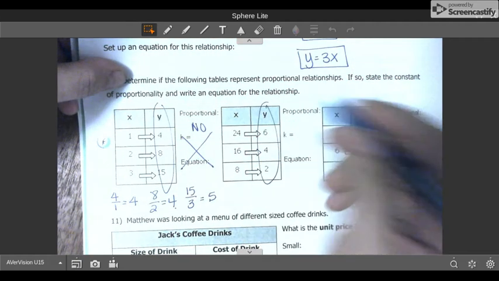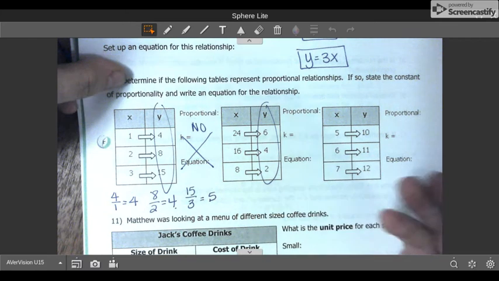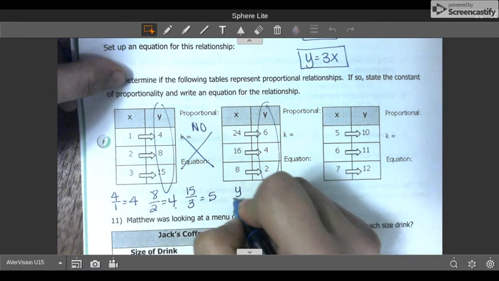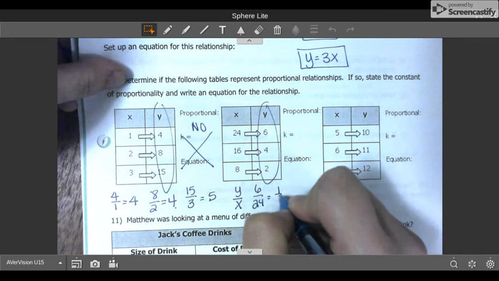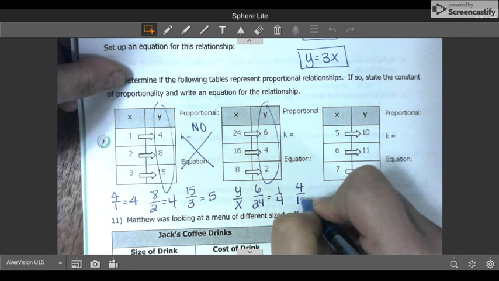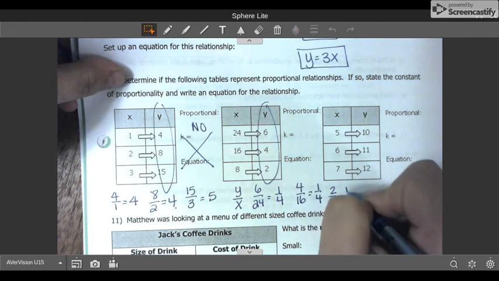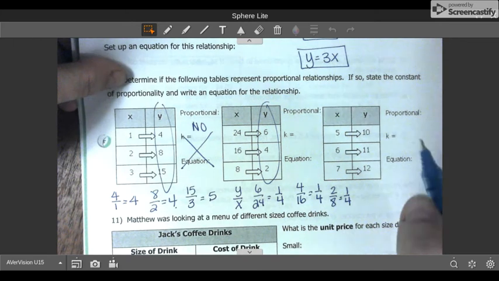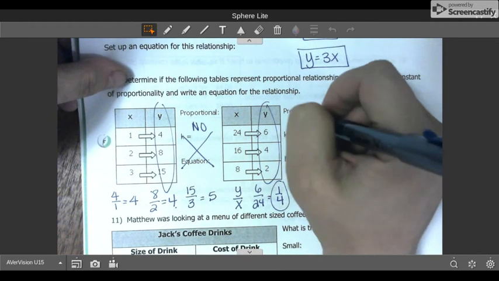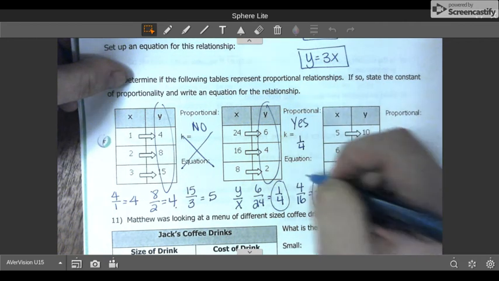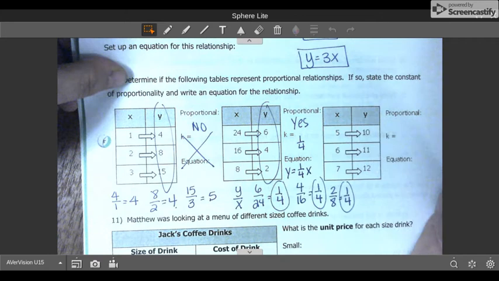Here's my Y's. Please don't say K equals 4, because looking at these numbers, it looks like K is 4. But I have to do Y divided by X. 6 divided by 24 is a fourth. 4 divided by 16 is a fourth. 2 divided by 8 is a fourth. Are these proportional? Yes, there is a constant of proportionality. K is a fourth. And I can write the equation as Y equals a fourth X.